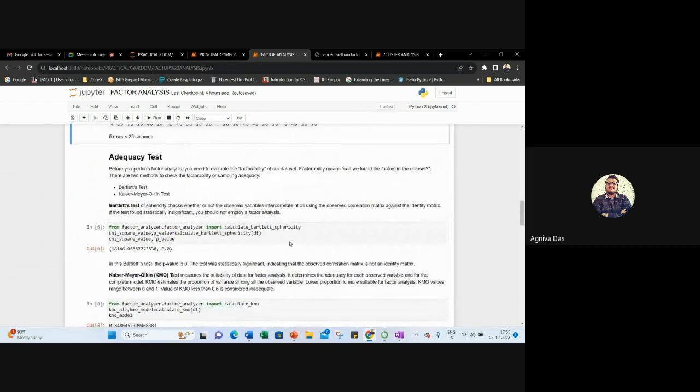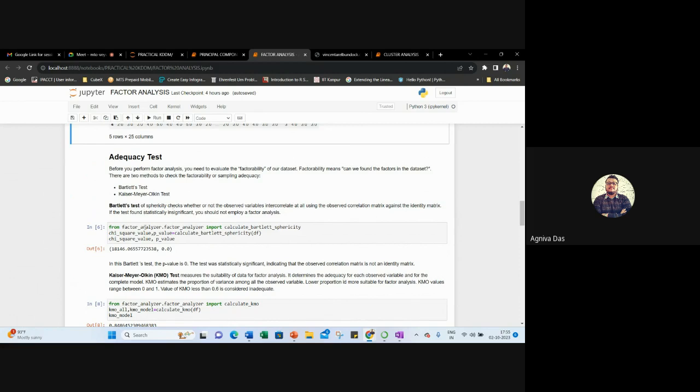Now we will look at some kind of adequacy test. Adequacy test simply means: is this data fit for factor analysis? For that, there are the two tests that we have discussed already, the Bartlett's test and the KMO test. So, Bartlett's test of sphericity.